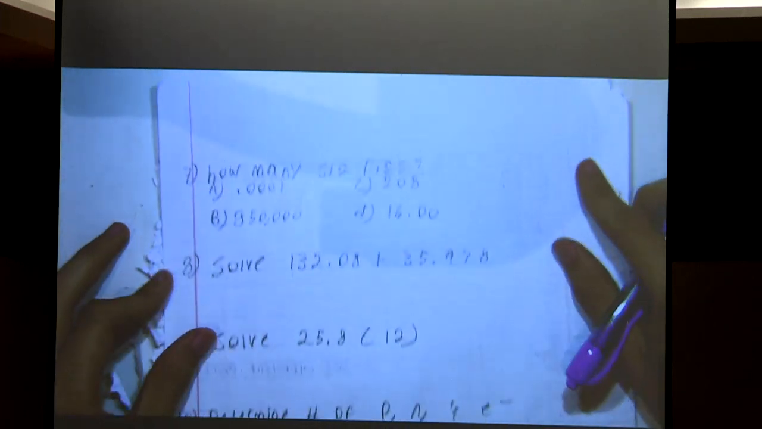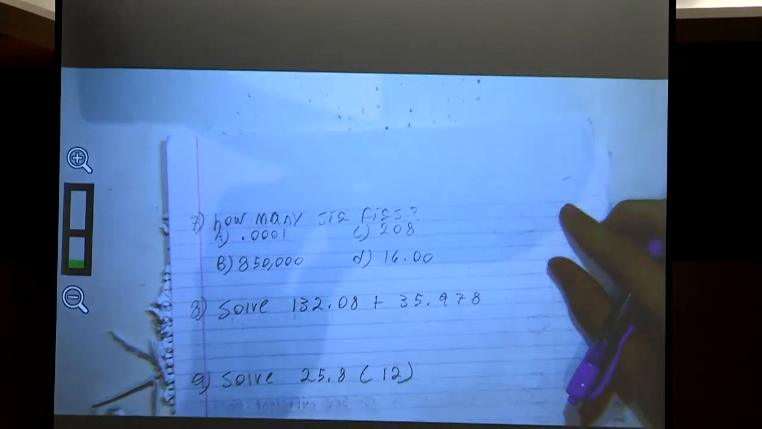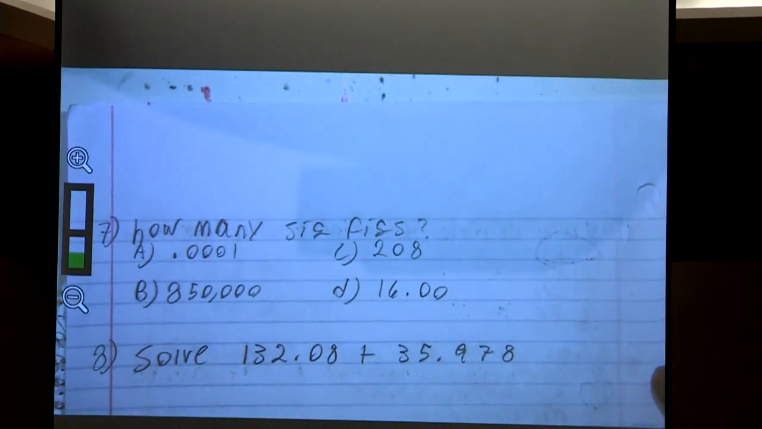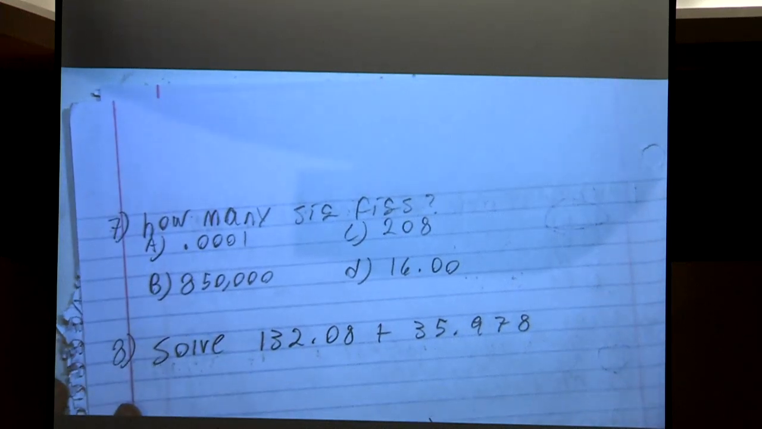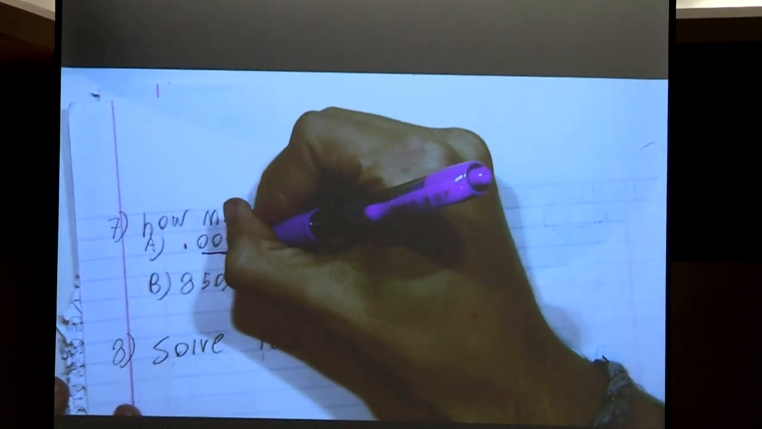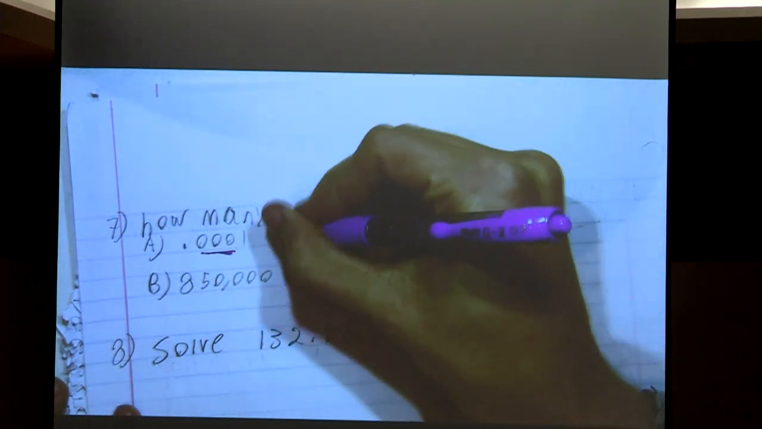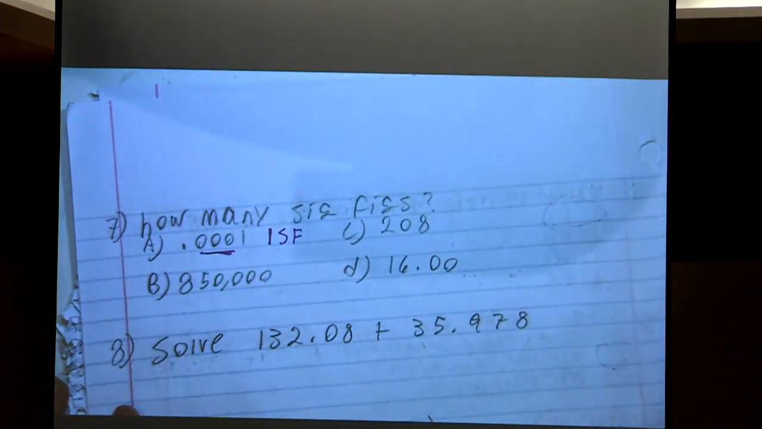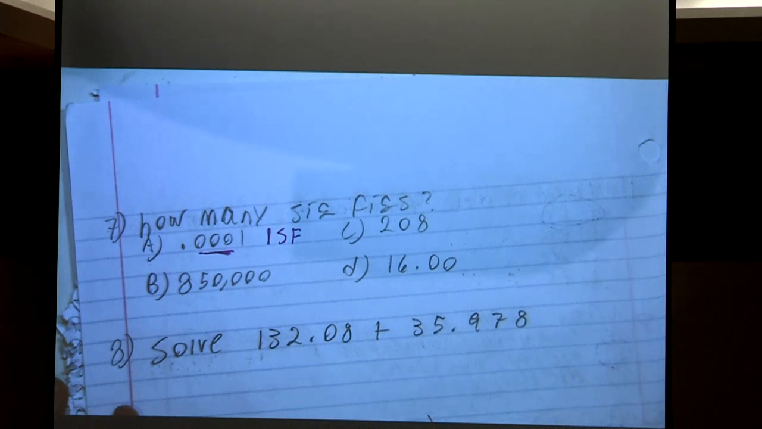All right, moving on to question 7. This is everyone's favorite topic in Gen Chem, significant figures. So we have 0.001. How many sig figs is 0.001? 1 sig fig, right? These zeros don't count, so we're left with just 1 significant figure. Any questions on that? Okay.